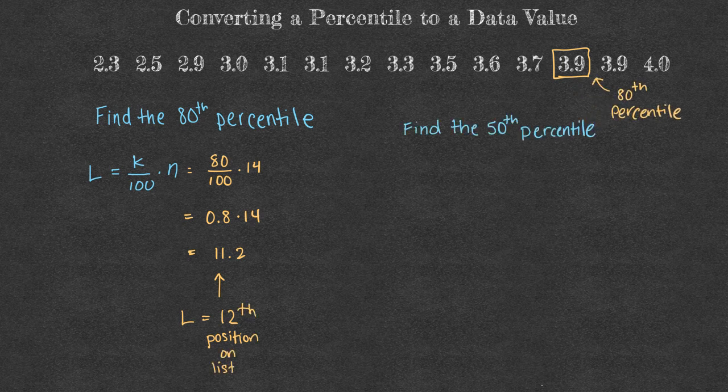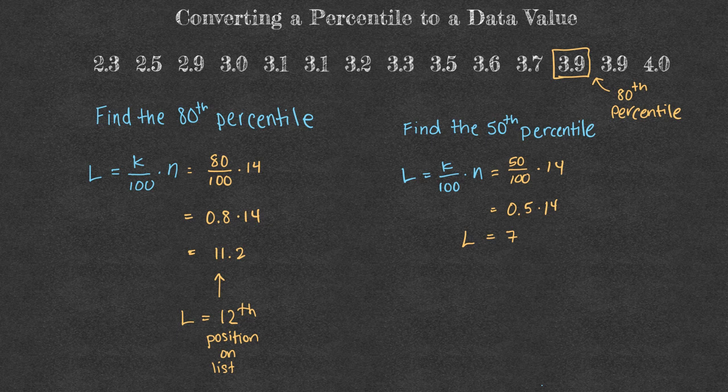Let's practice this one more time and find the 50th percentile. So that means that we're going to be taking 50 over 100 and multiplying by 14 in order to find the position on the list that defines the 50th percentile. So we end up with a whole number in this case. We end up with the location on our list being the 7.